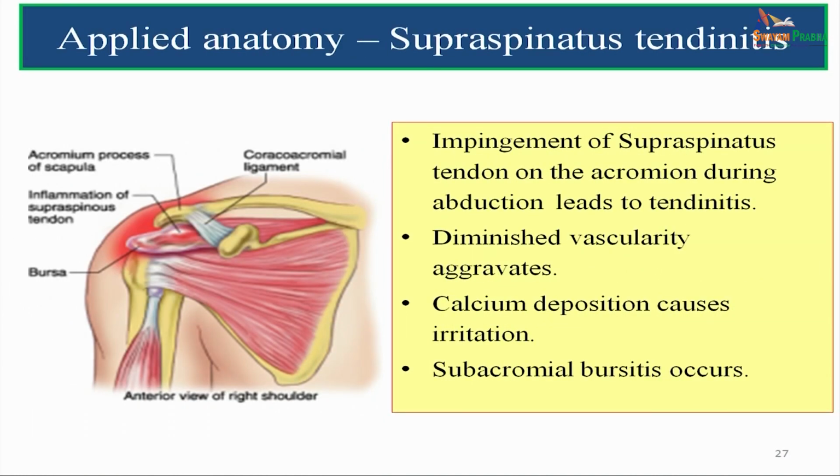Applied anatomy, we have most important clinical condition known as supraspinatus tendinitis. There is impingement of supraspinatus tendon on the acromion process during abduction movements, which can lead to tendinitis or inflammation of the supraspinatus tendon. There is diminished vascularity, which can aggravate the condition. Calcium deposition can cause irritation and burning sensation, which can result in subacromial bursitis also. So, you can see the inflamed supraspinatus tendon in supraspinatus tendinitis.